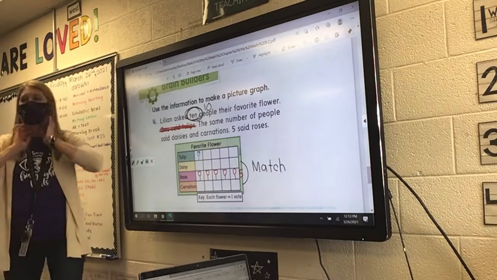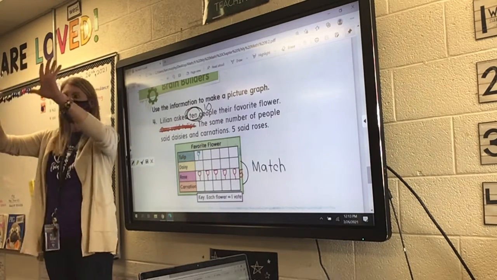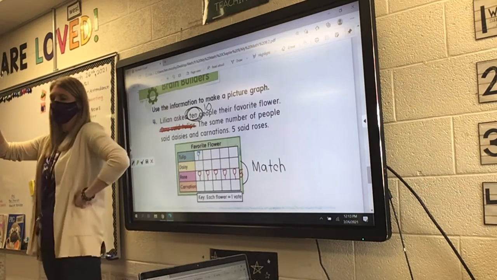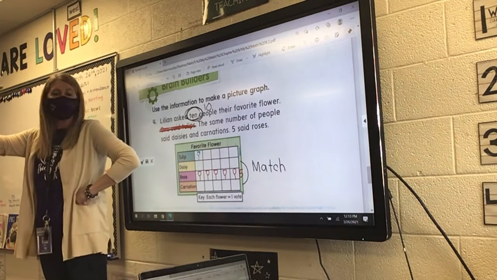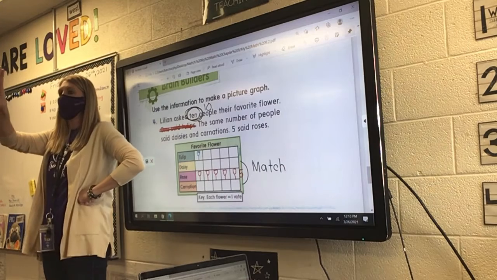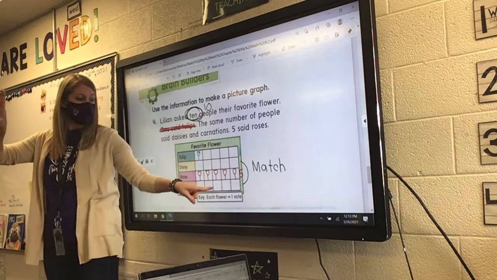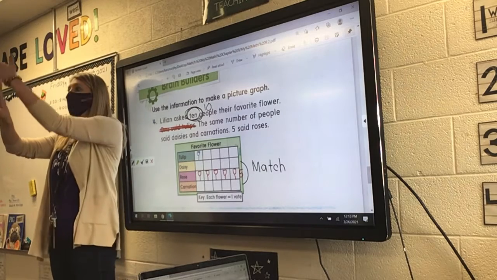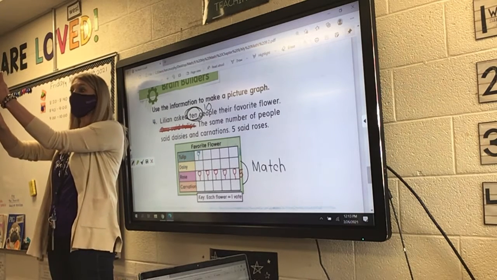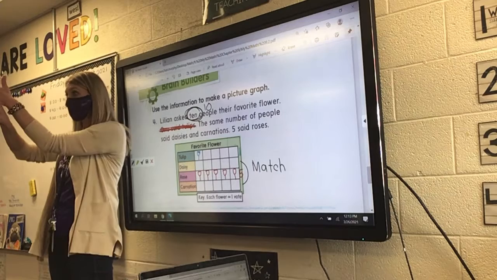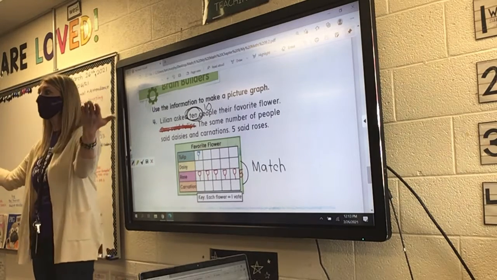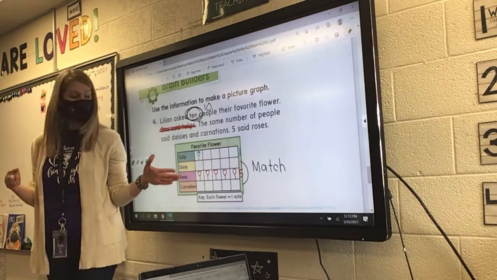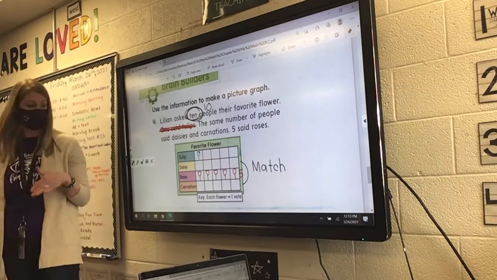Now this is the tricky part. Look up here, guys. 10 people voted. 5 people like roses, so these 5 are gone. 1 person likes a tulip, so that's good. So I have 4 left. But these 2 have to be equal. So I'm going to have to cut it in half, they have 2 and they each have 2, because 2 plus 2 is 4. So 2 people like daisies, 2 people like carnations.